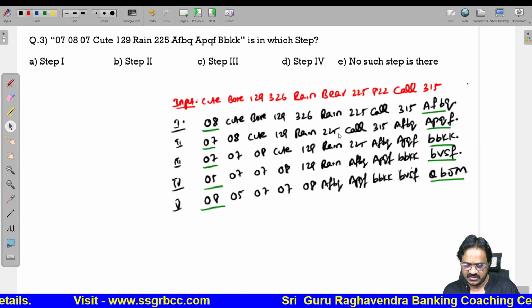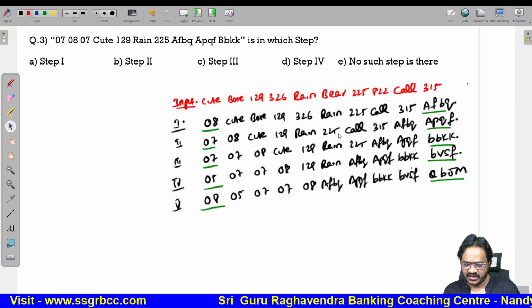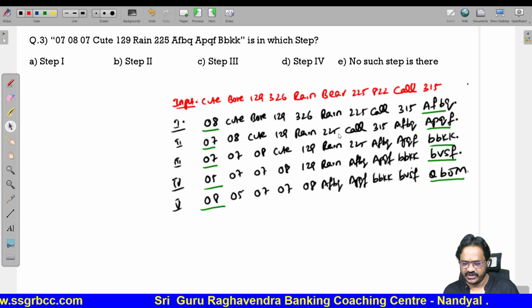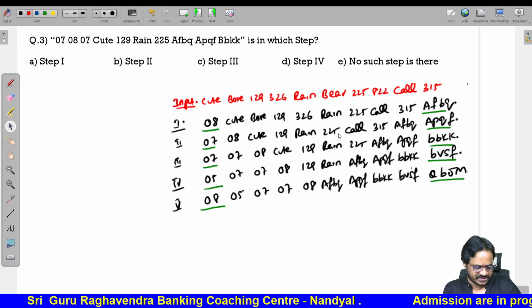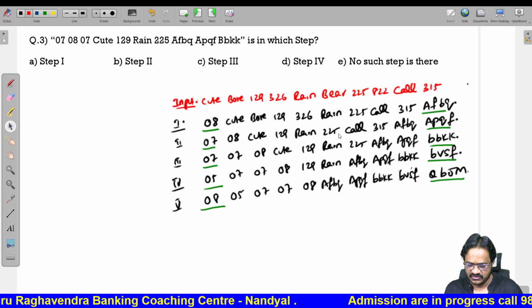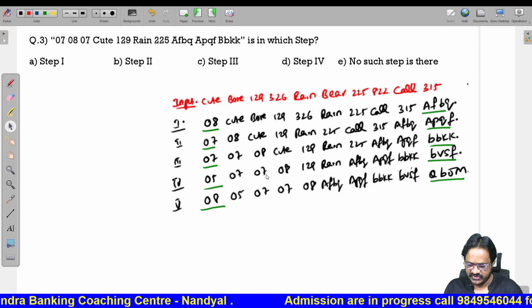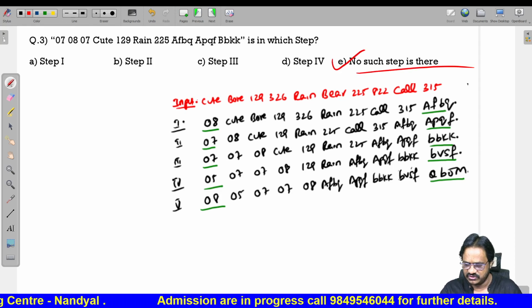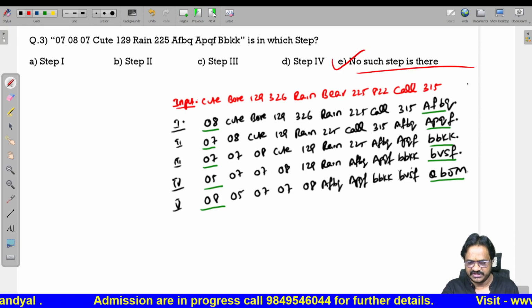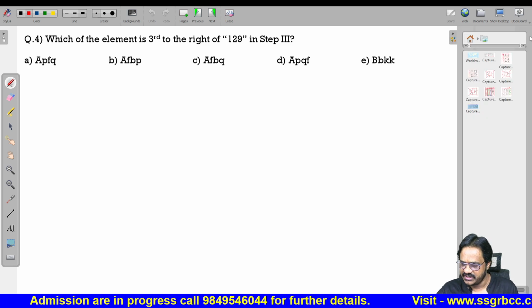070807, cute, 129, rain, 225, AFBQ, APQF, double B double K is in which step? Now if you clearly observe, nothing is starting with 070807. So what is your answer? There is no such step, is there? Option is 5. Next question.